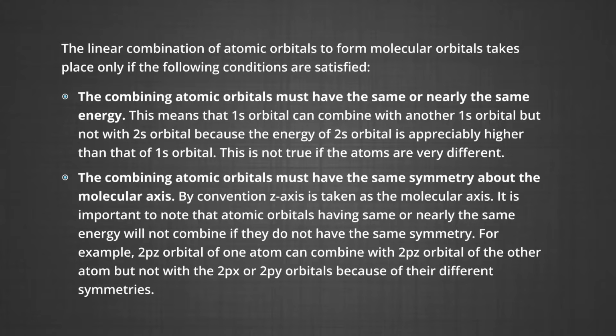The second rule is that the combining atomic orbitals must have the same symmetry about the molecular axis. By convention, the z-axis is taken as the molecular axis. It is important to note that atomic orbitals having the same or nearly the same energy will not combine if they do not have the same symmetry. For example, the 2pz orbital of one atom can combine with the 2pz orbital of the other atom, but not with the 2px or 2py orbitals because of their different symmetries.